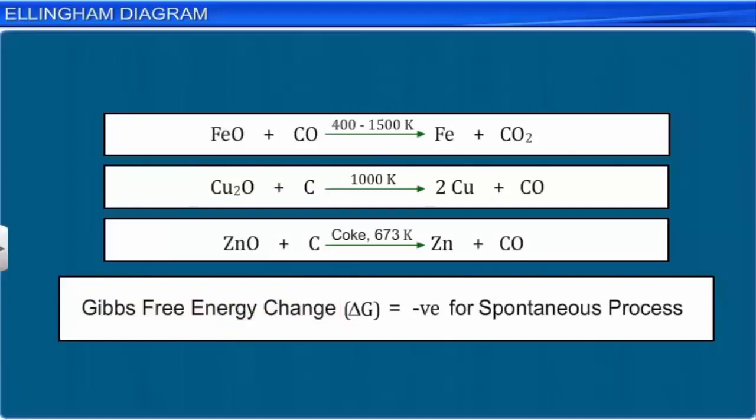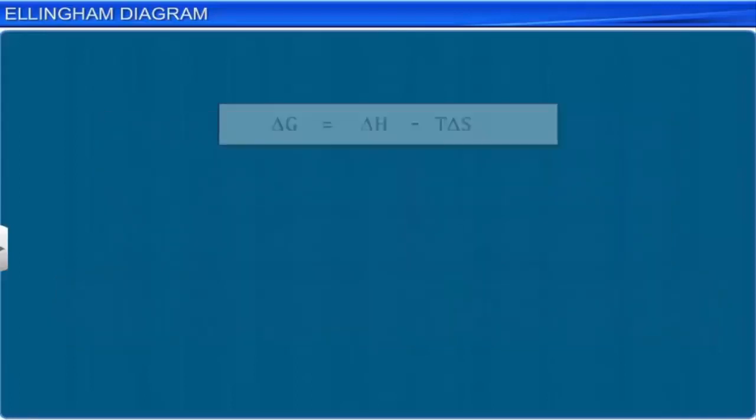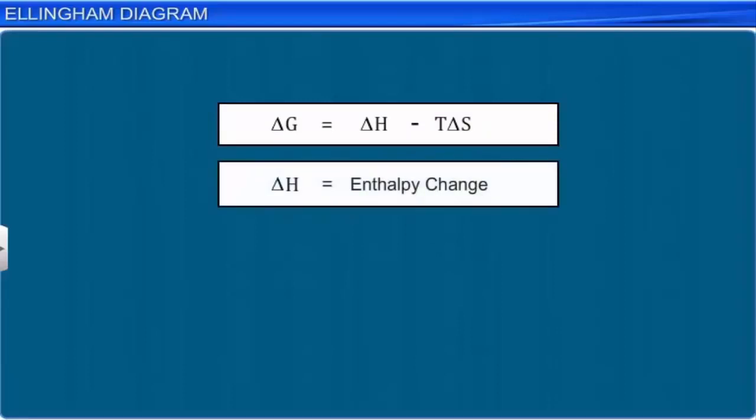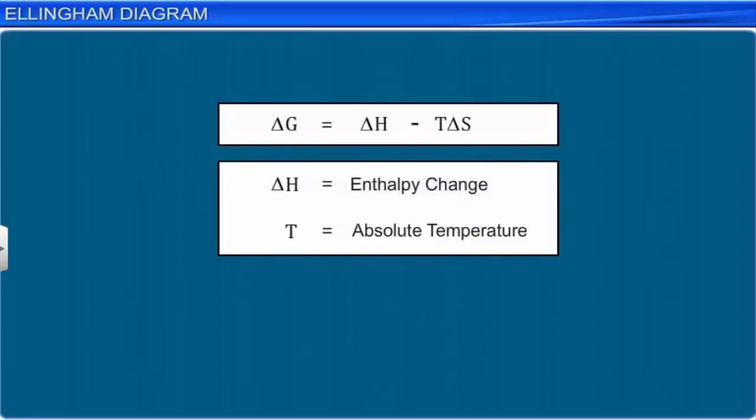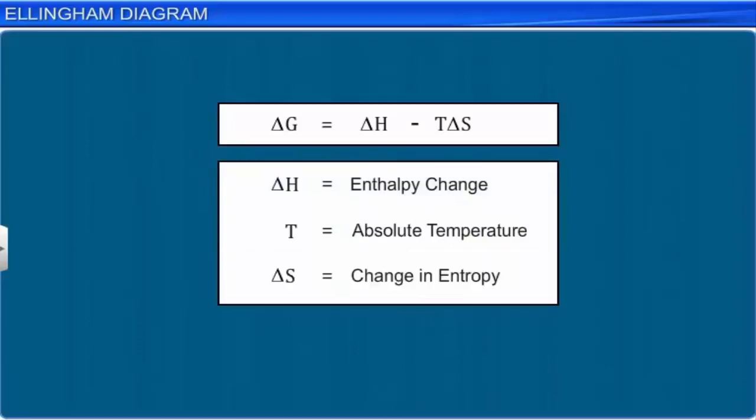You already know that for a spontaneous reaction, the change in the Gibbs energy, delta G, must be negative. Delta G for any process at a given temperature is given by the equation delta G = delta H - T delta S, where delta H is the enthalpy change, T is the absolute temperature, and delta S is the change in entropy during the reaction.